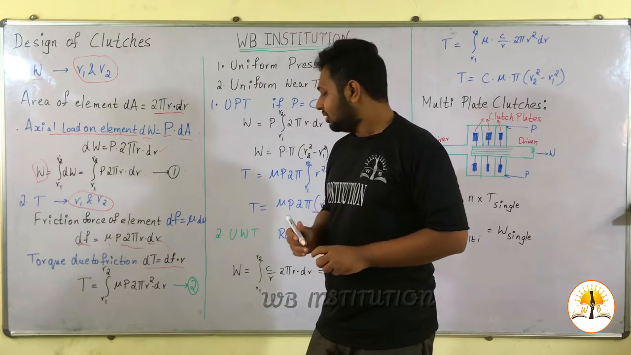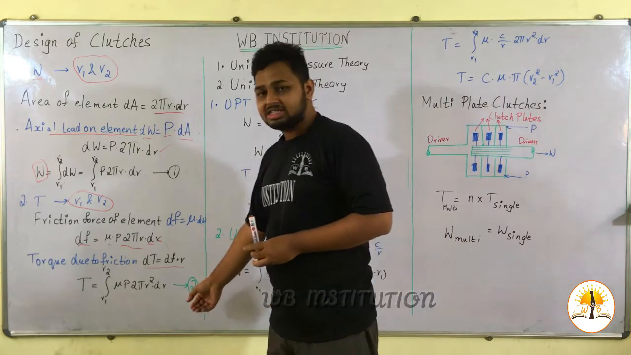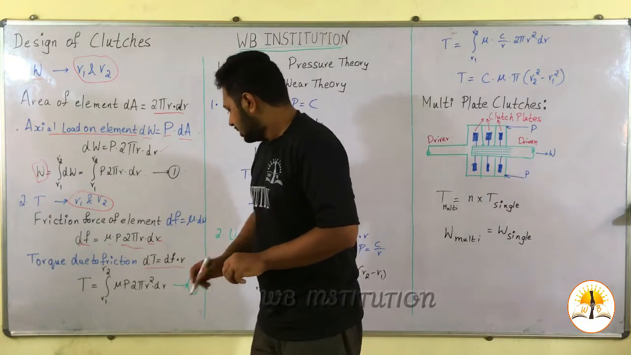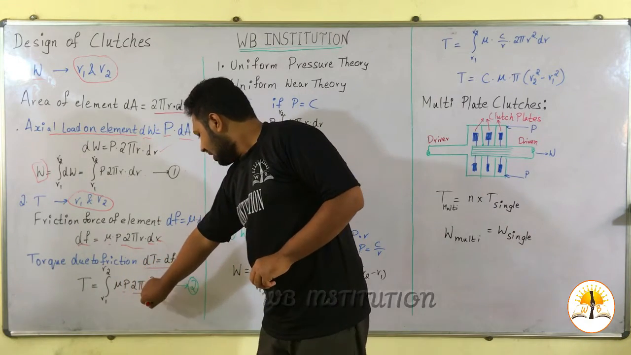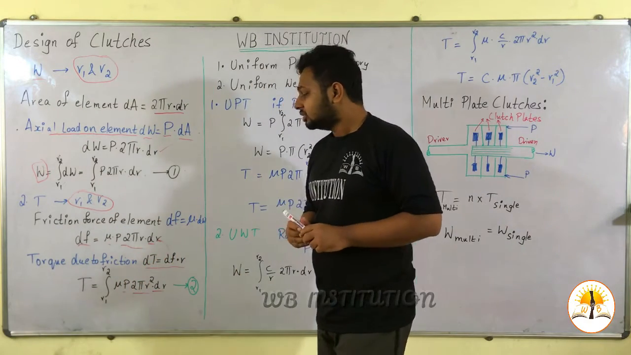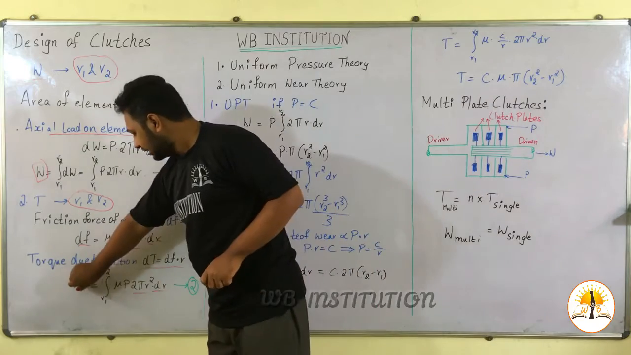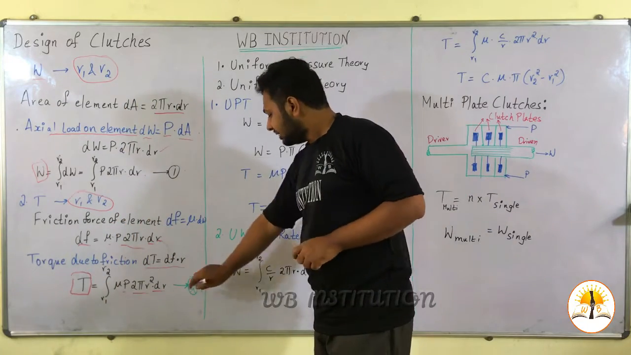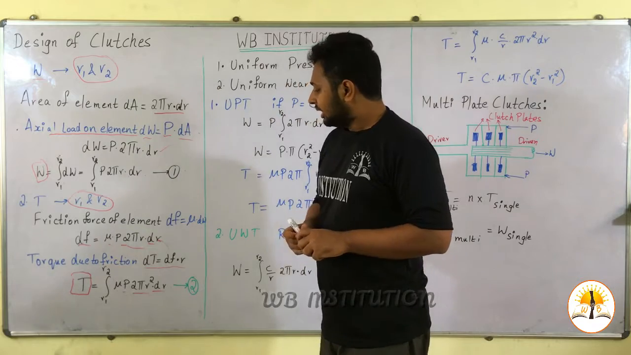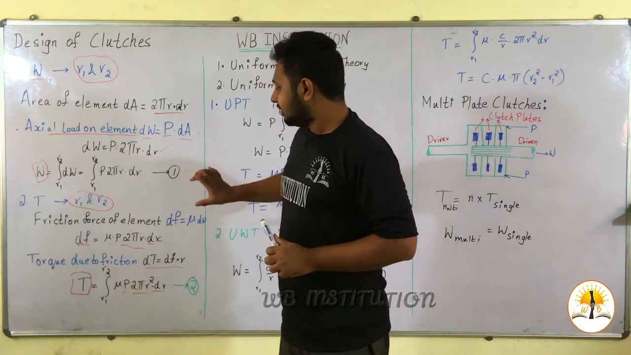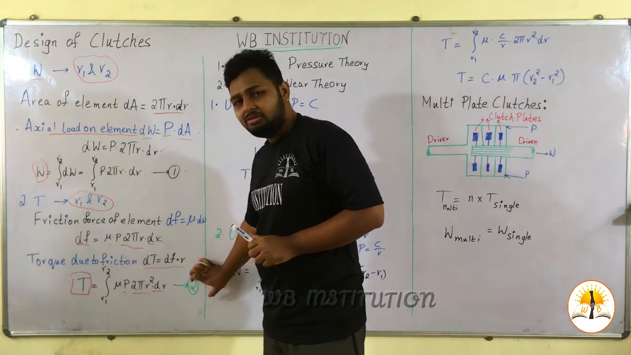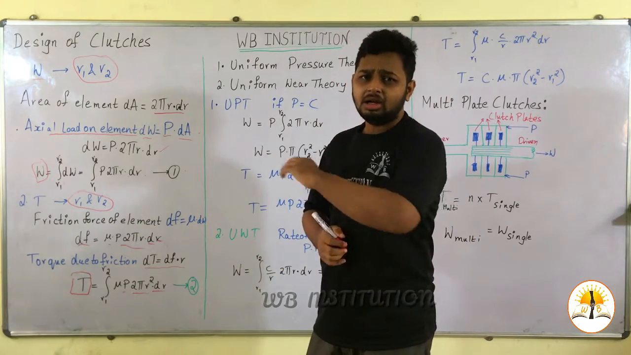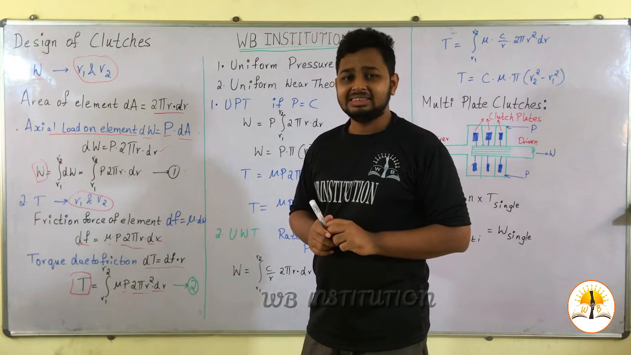Here we have calculated dF. If we substitute the value of dF, we get T equal to integral from r1 to r2 of mu into P into 2 pi r square into dr. So here we have calculated the total torque acting on the liner. This will be equation number 2. Now there are two equations, one for the axial load and the other for the torque transmitted. We cannot directly integrate these equations.